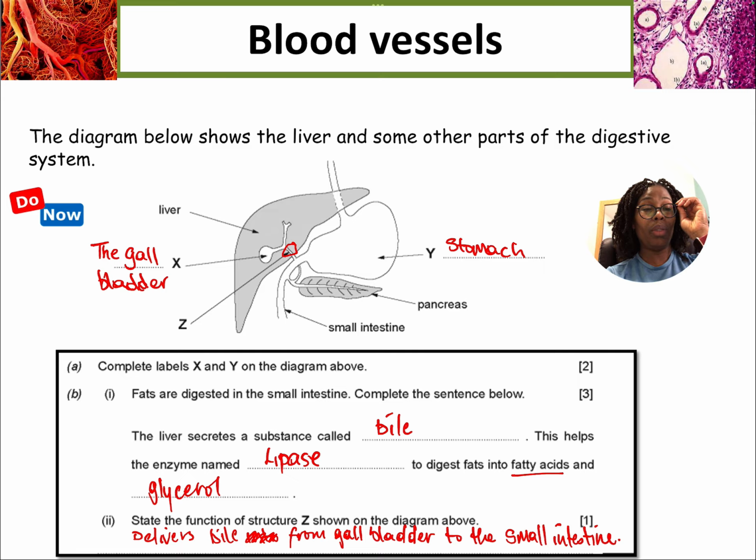So that was just a quick recap of enzymes, a quick recap of parts of the digestive system, and also a quick recap of what is made when enzymes such as lipase catalyze the breakdown of fats, which is fatty acids and glycerol.